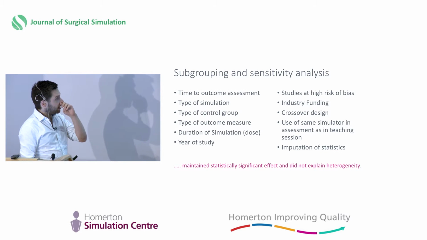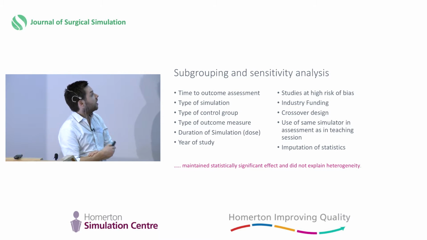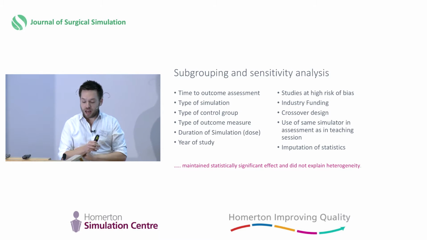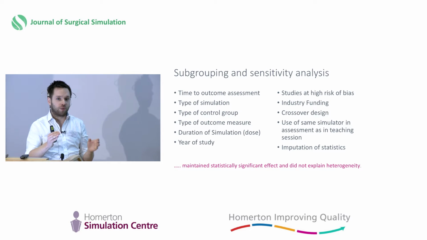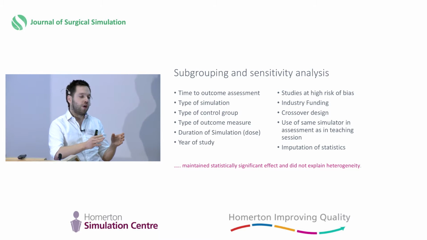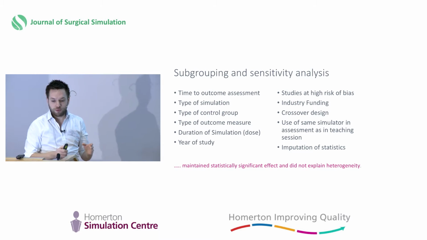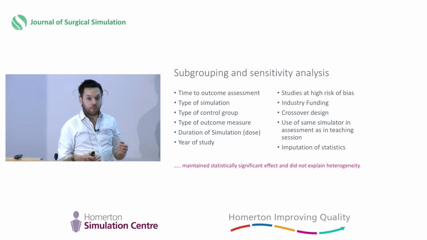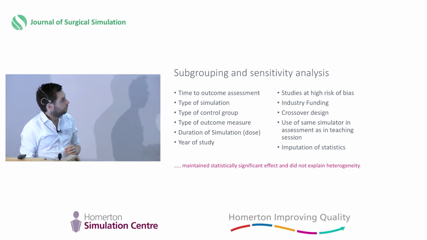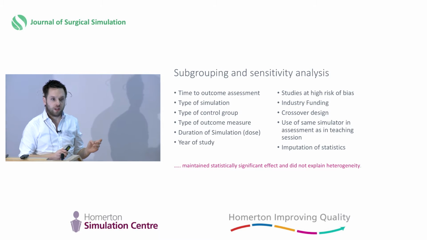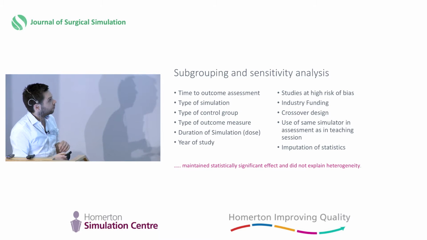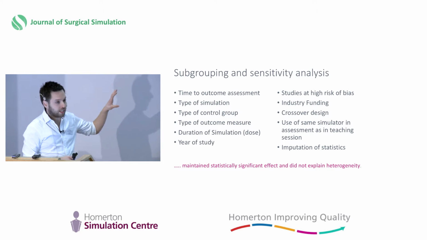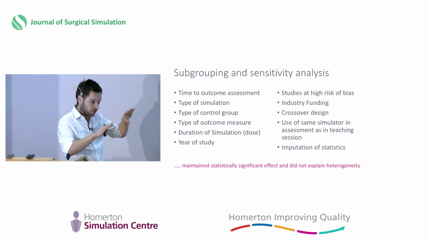So what we did to try and explain the inconsistency between the studies is a load of subgrouping and sensitivity analysis. We subgrouped by time to outcome assessment, that's the time from the simulation session to the assessment, the type of simulation, type of control group, the type of outcome measure, the dose of simulation, and the year of study. I'll go through just a couple of those in a minute. The rest will be in the main manuscript when that comes out in a few months. Crucially, that subgrouping didn't explain the inconsistency that we saw.